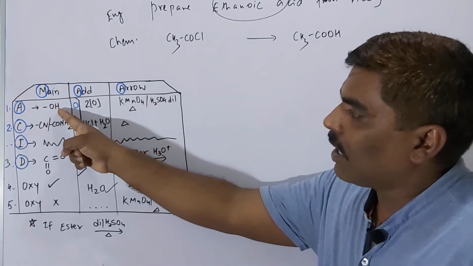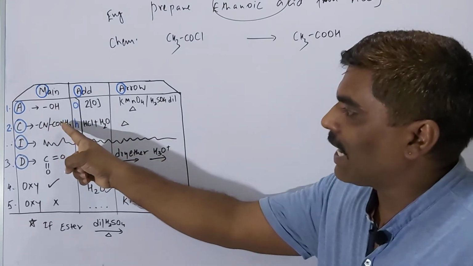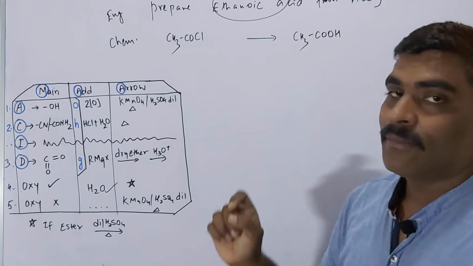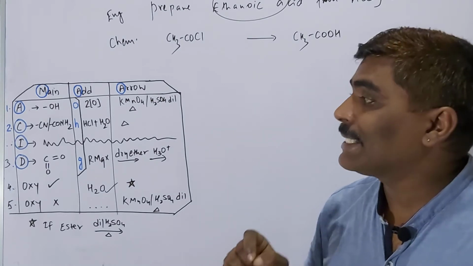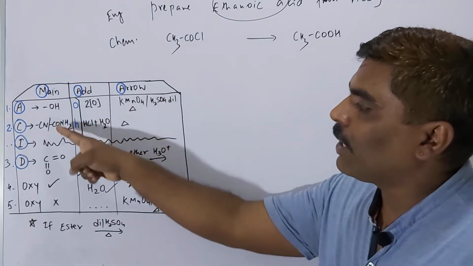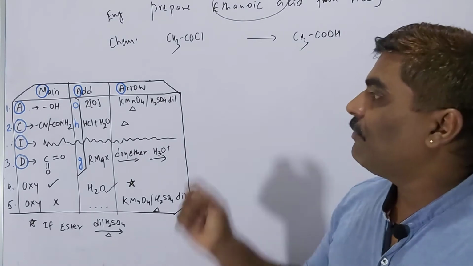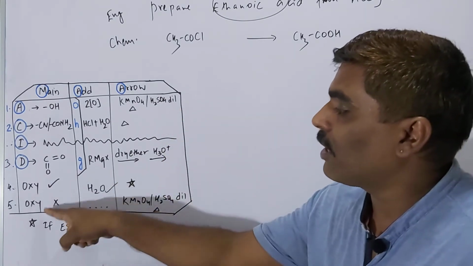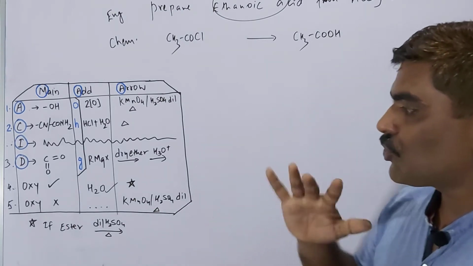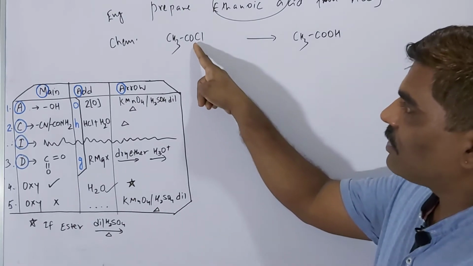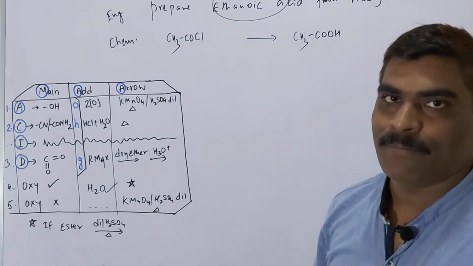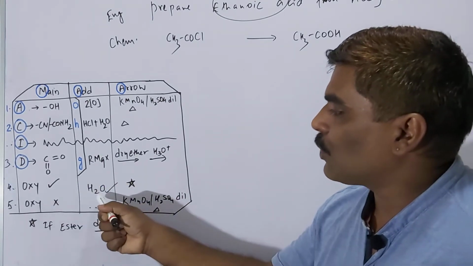Number 1 is alcohol, number 2 cyanide amide, number 3 dry ice. So this acetyl chloride does not belong to number 1, 2, 3. If it does not belong to 1, 2, 3, then what to do now? Then go for number 4 and 5. Means you check whether oxygen is there or not. So oxygen is there. If oxygen is there, what are you going to add?